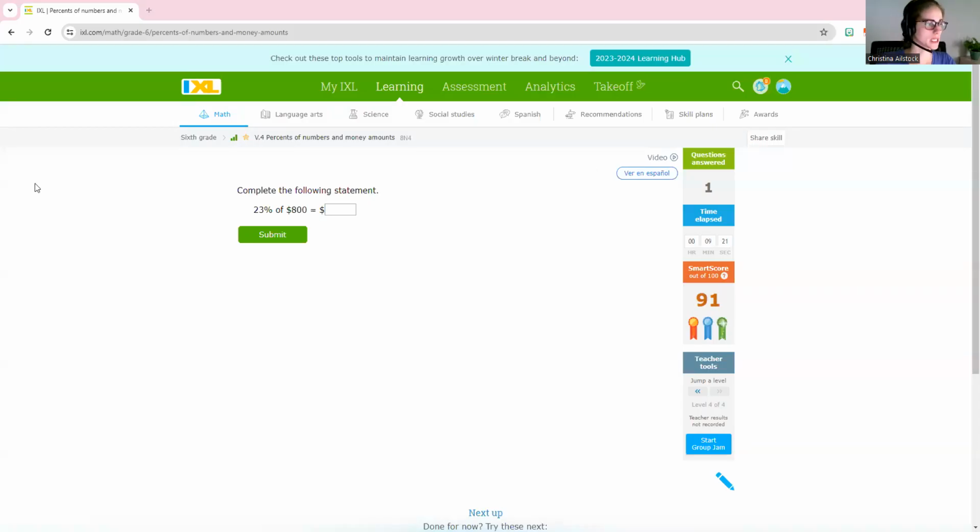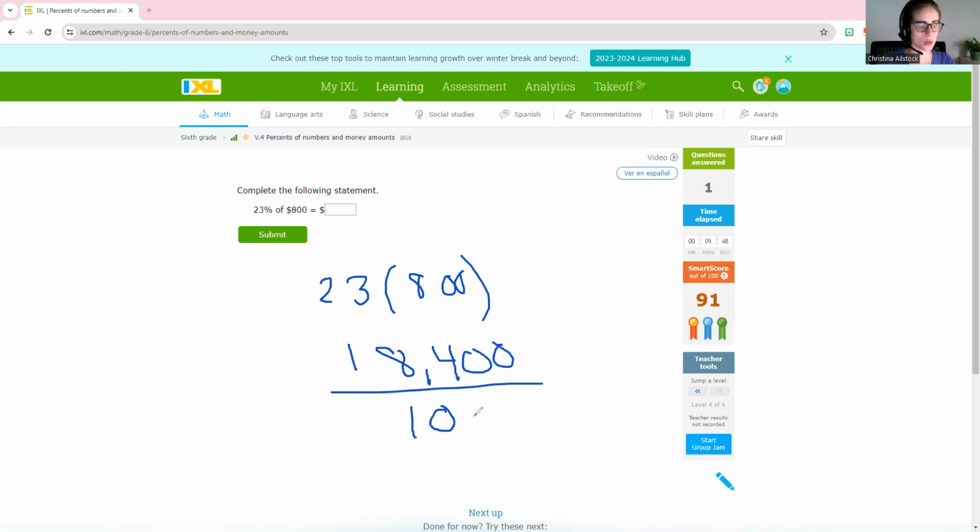All right, final problem here. Let's do it using the other method. If you like to multiply and then divide, this one's for you. We want to find out what 23% of 800 is. We can start off by multiplying. 23 times 800 is 18,400. But now to get it out of percentage form, we need to divide by 100. And we get the answer of $184.